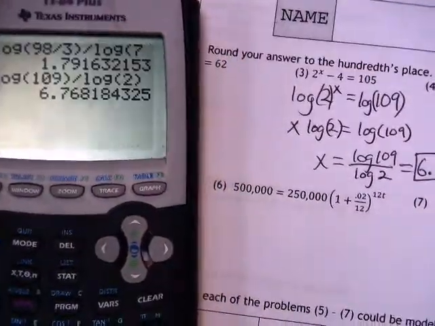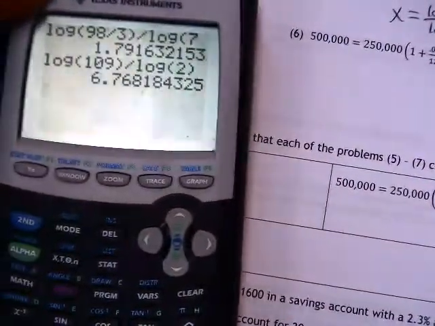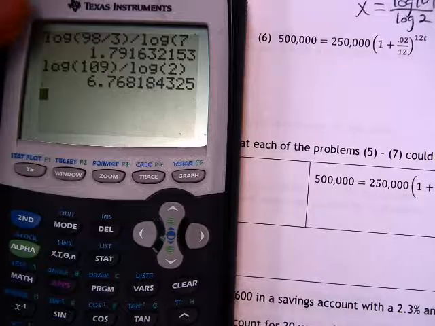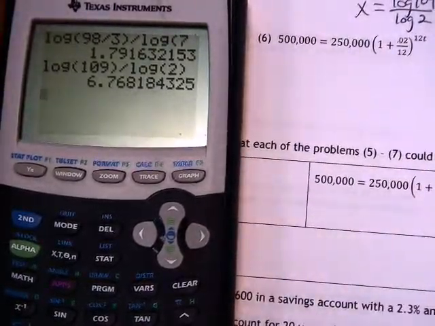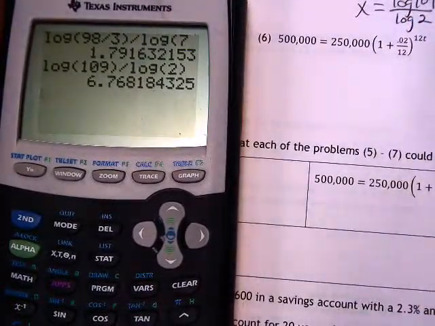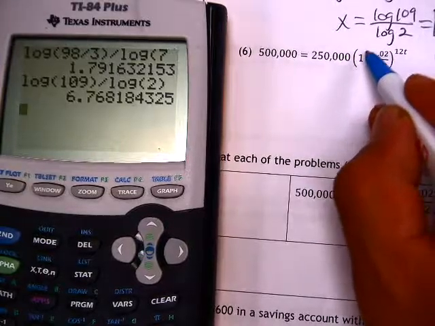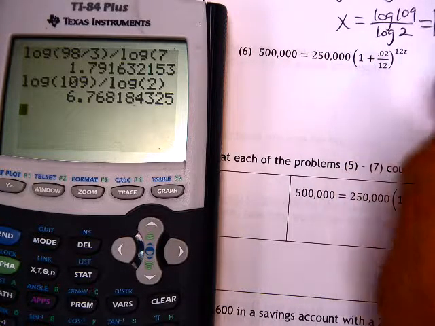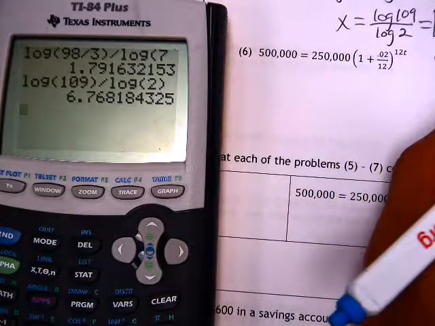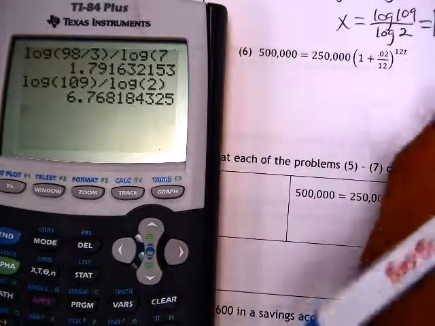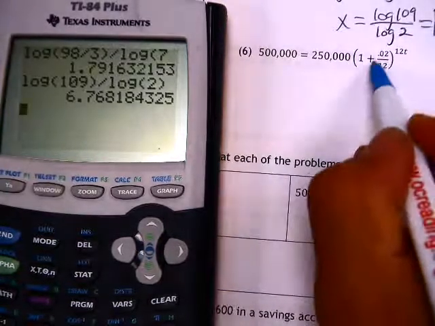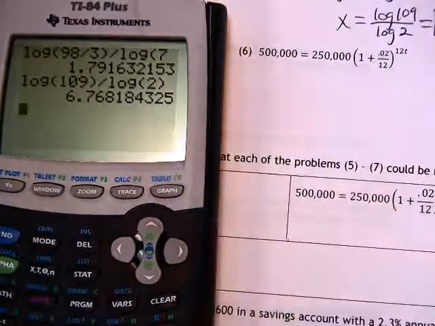The next problem I will show is problem number 6 right here. So we've got a whole bunch of stuff going on here, and there's a whole bunch of things inside this parentheses. I could reduce this down by doing 1 plus 0.02 divided by 12 and just putting the decimal that shows, but when I do that I get a really long decimal. And I'd rather not lose some of the pieces of the decimal until later. So I'll keep it like this and just punch all that into my calculator.